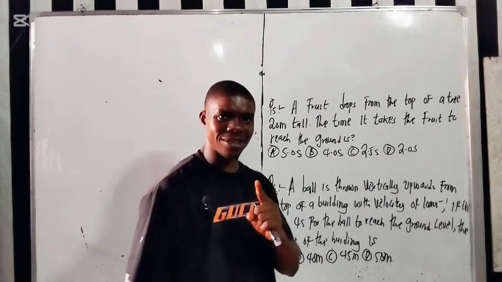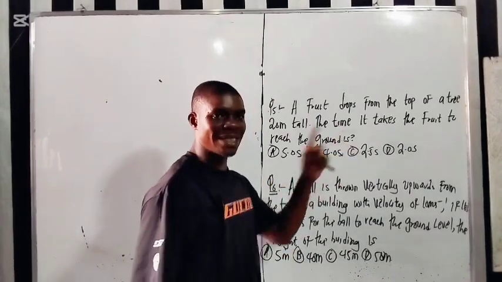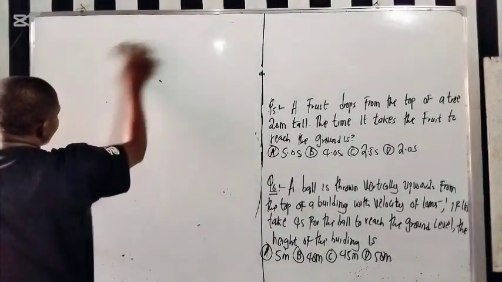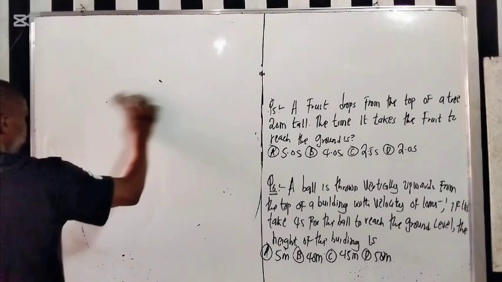No, it's not the height. They ask you to calculate the time it takes for the fruit to reach the ground. So how do you solve this one here? You are still going to use equations of motion, right?